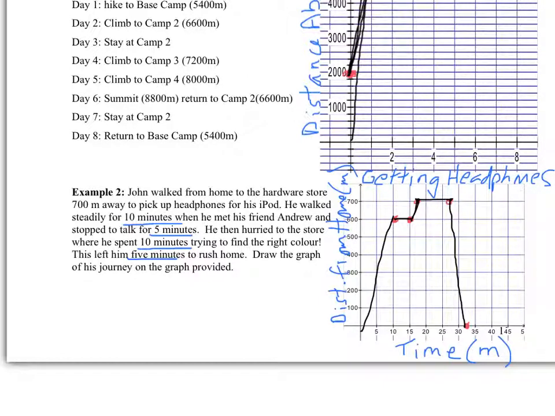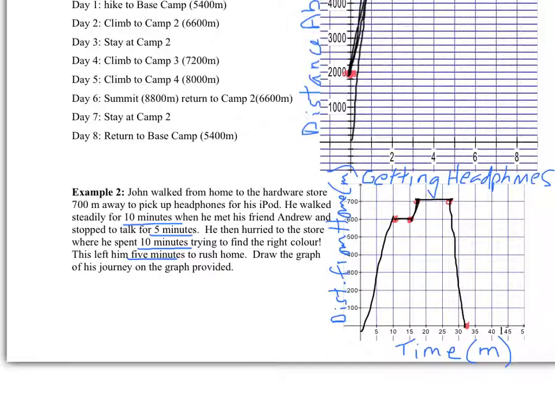Then we know he's at the store for 10 minutes trying to get the right color. So that period of time is going to be horizontal for 10 minutes because his distance from home is staying the same over that period. And then from that point, we just put another point back on the horizontal axis 5 minutes away and draw that straight line back. We do know that he's rushing home in 5 minutes, so that really should be quite a steep line, a decline. It might be similar to this one, but I think it would be even quicker.